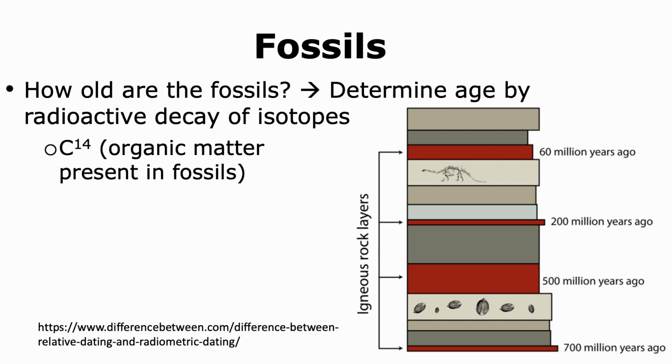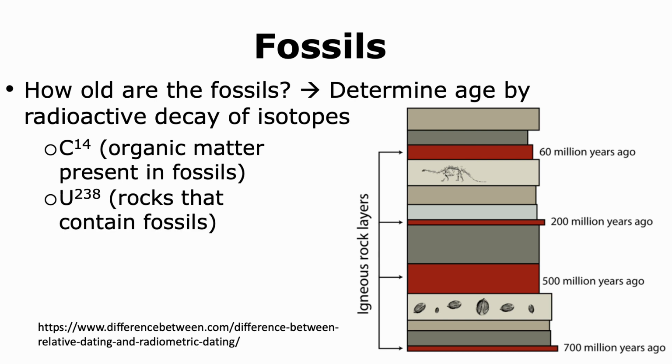Another way to determine the age of fossils is by measuring the age of the rocks in which the fossils have been found. And this is usually done by detecting the presence of uranium-238. Uranium-238 is normally found in volcanic or igneous rocks. As time progresses, it decays into lead, and thereby by analyzing the levels of uranium-238 and lead, scientists are able to decipher the age of a rock.